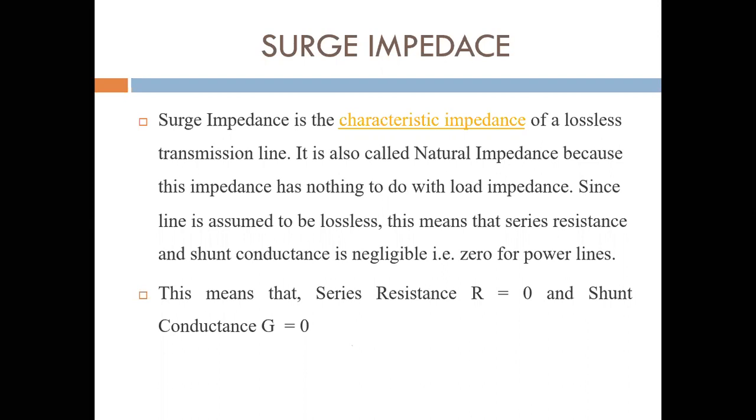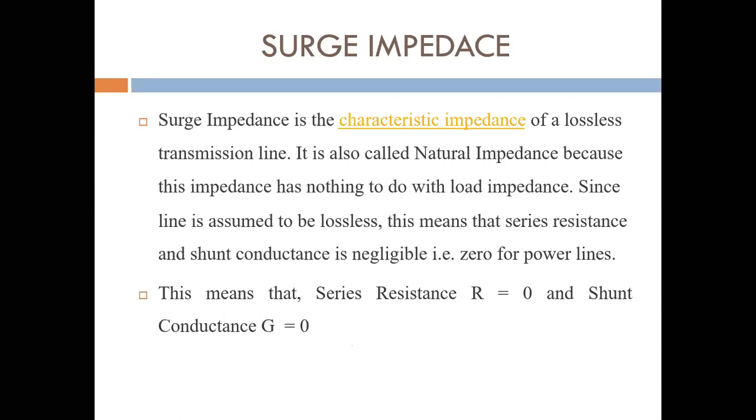That means the series resistance, R, and the shunt conductance, G, are negligible, that is 0 for power lines. In the case of long transmission lines, the surge impedance is also called the natural impedance. The surge impedance is the characteristic impedance for a lossless transmission line.